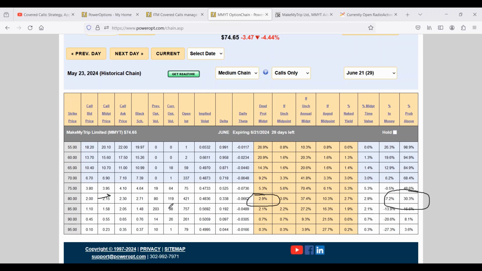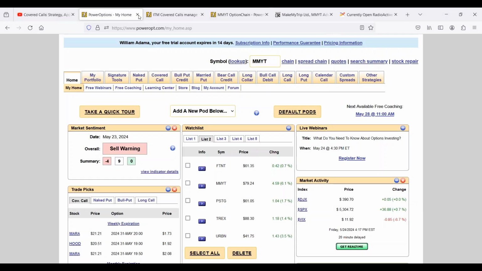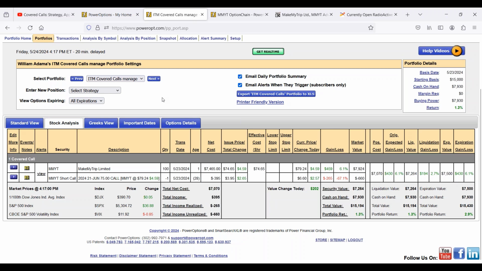But we did a different situation. We did do the just at the money covered call with MMYT, and now we're in the money by almost a full strike. How are we going to handle that? And that's what the PowerOptions tools help us with: the management, rollout opportunities, and more.